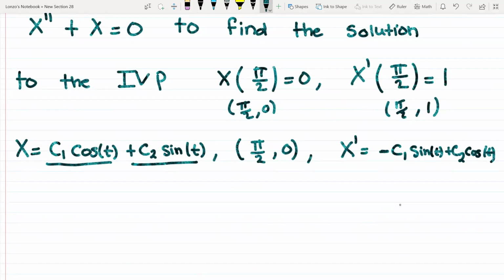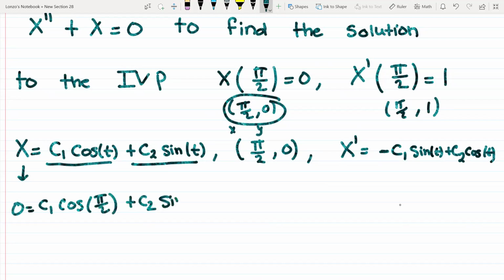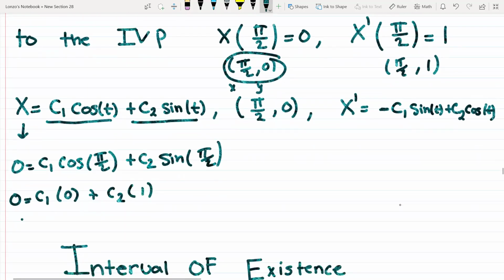So let's plug in this initial value. Pi half is your x, 0 is your y. So you're going to replace x with 0, and then it's c1 times cosine of t, where my t value is pi halves, plus c2 sine of pi halves. But what's the cosine of pi half? 0. So c1 times 0 plus c2, and then what's the sine of pi halves? 1, right? So it's 0 equals c1 times 0 is 0, plus c2 times 1 is just c2.